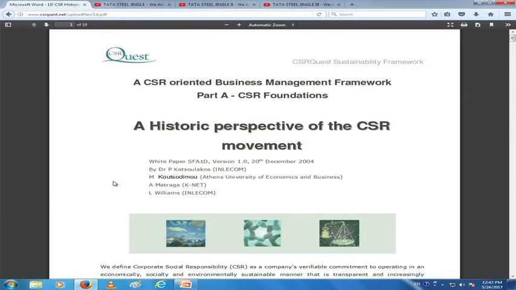So this is the paper that I have used, a historic perspective of the CSR movement, and it's a white paper that has been compiled by Dr. P. Katsoulakos. It's a Greek name, I hope I'm pronouncing it right. It's a very beautiful, well integrated paper, and I got the idea and I looked at the links for various things that were mentioned in this paper. So for the most part, the information has been taken from this paper, but additional information has been provided to you as and where possible.